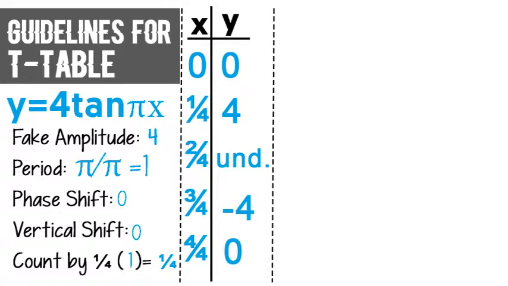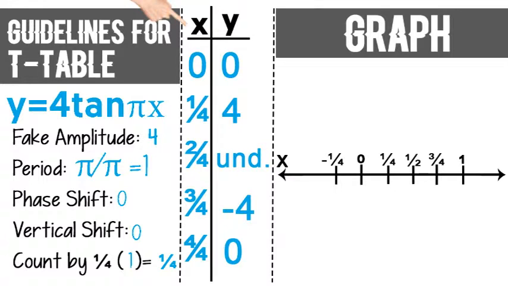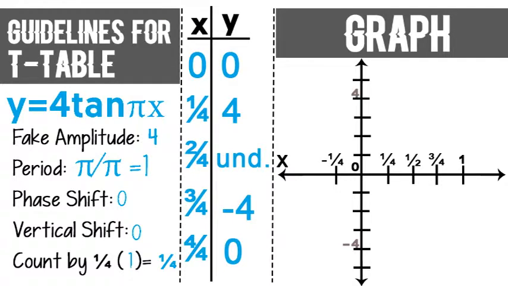We are now in our final step, graphing the tangent function. So let's start by plotting the intervals of the x-axis from our t-table. Then draw the y-axis vertical to where 0 is. Then label our fake amplitude in accordance to the y-axis.